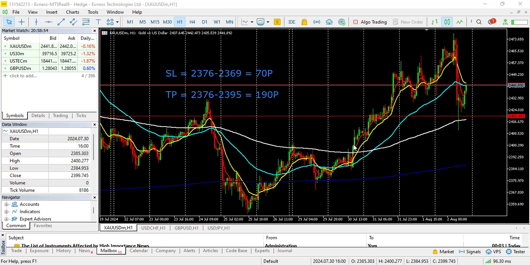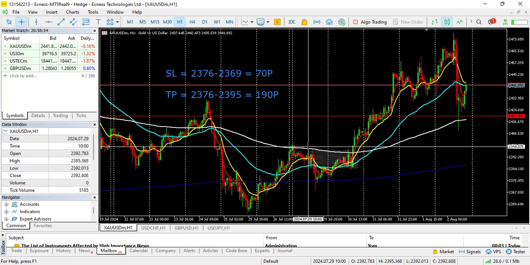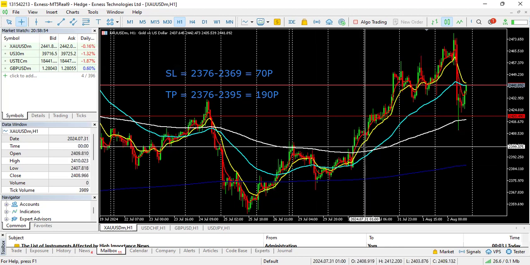I also took my buy from here. Immediately this candle closes, I took my buy. I think I entered at 24.01 and I put my stop loss here. My stop loss was at 23.83, and my entry was 24.01. That's a difference of about 170 pips, I guess. That's almost 180 pips thereabouts. That was where I entered from.